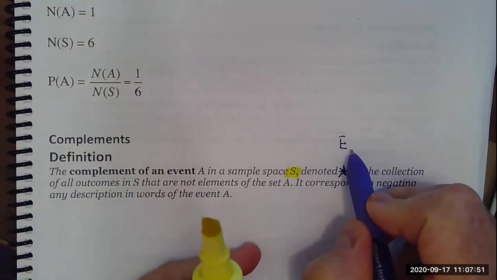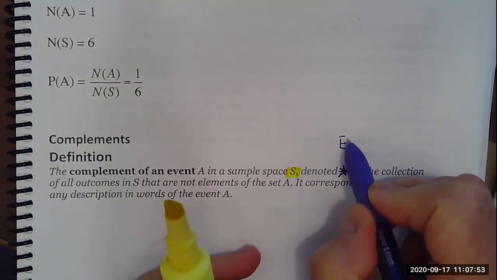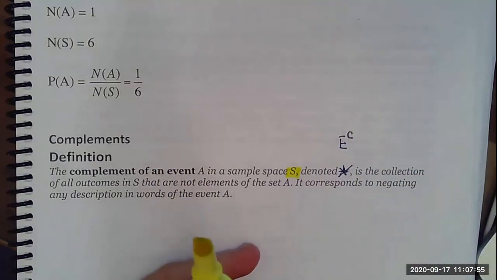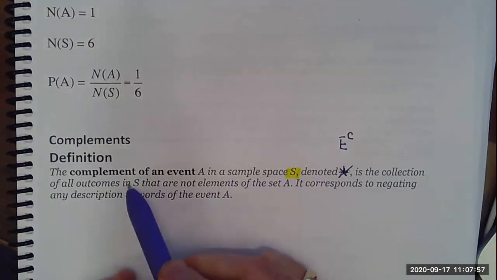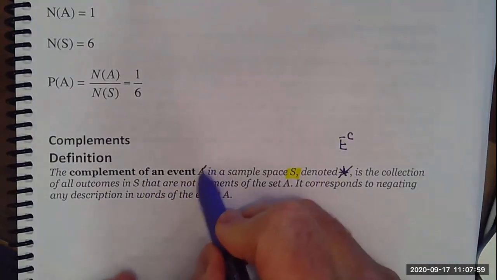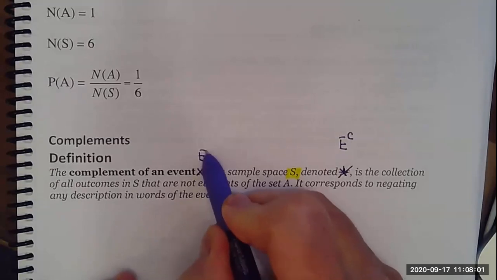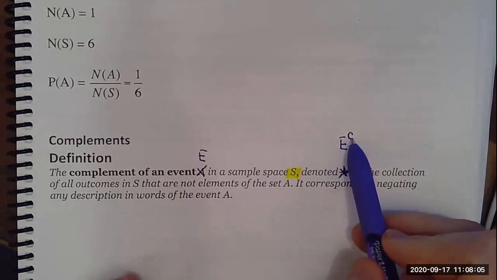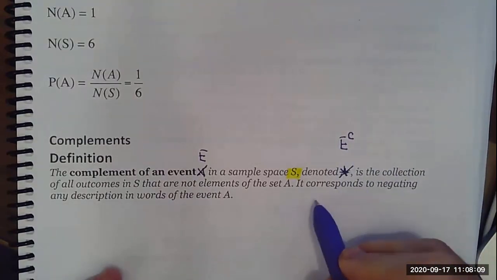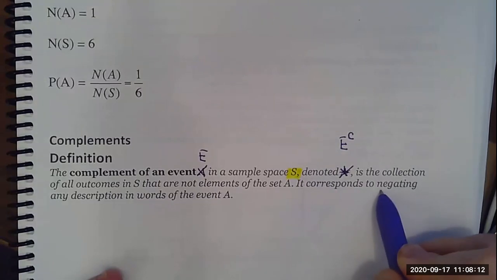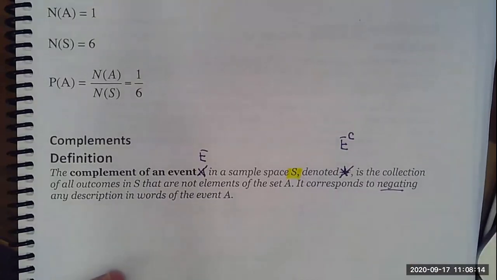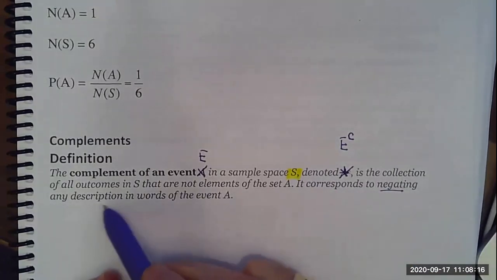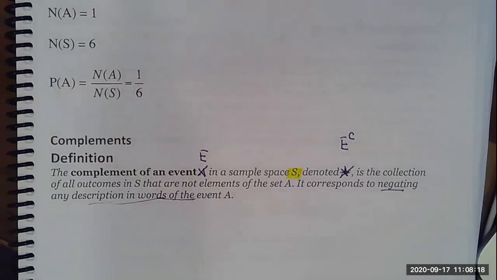Sometimes they put it down below, put it above. Looks like they put it above. The complement of an event, E. Usually we use the word E for event. So C means the complement of that event. That's it. All right, now what? Negating, what the heck is that? Any of the description of the words, negating.